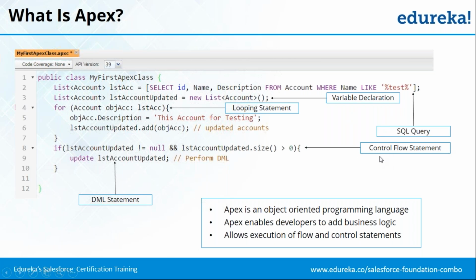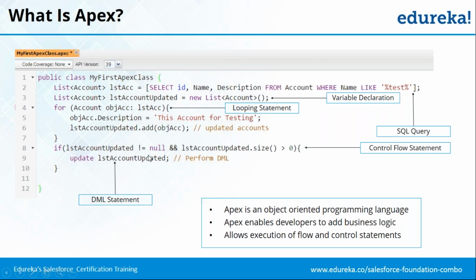And then you have control flow statements. So you have an if condition here, right? If this condition is not equal to null and this object size is greater than 0, then this will be executed, otherwise it won't, right? And you're updating something here. So this is a DML statement, data manipulation language statement, which is with respect to insert, delete, update. All these things come under this.